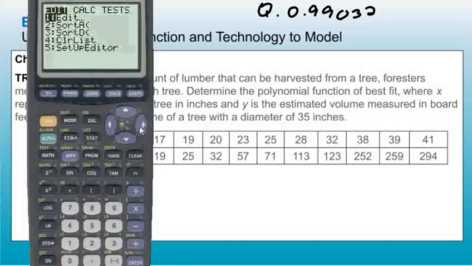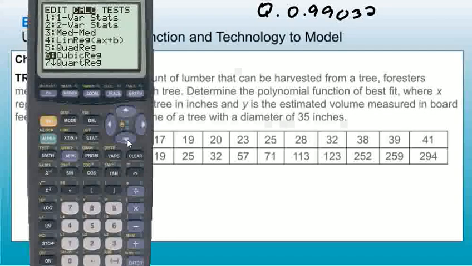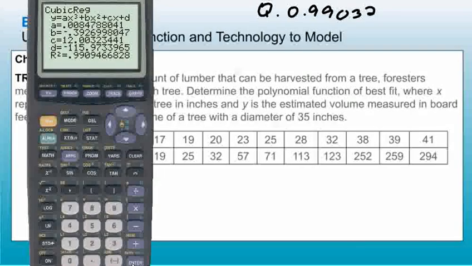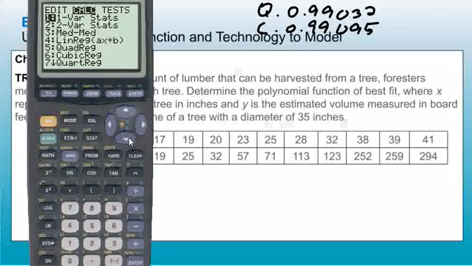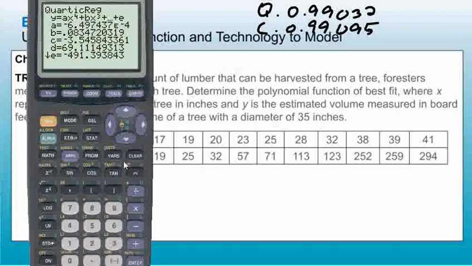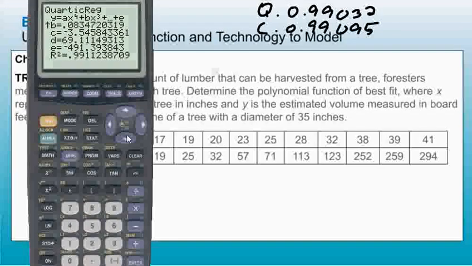Let's do stat calculate. Let's try cubic. Cubic was 0.99095. That one's bigger. Right now it looks like it's cubic. Let's try another one. Stat calculate. Let's go to number 7, quartic. And this one is 0.991. So this is quartic.